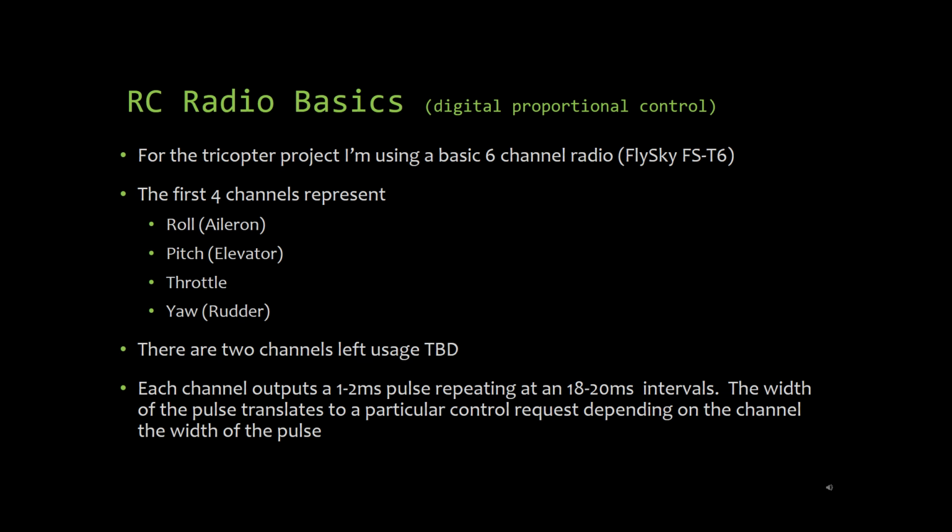For the Tricopter project, I've selected a basic 6-channel radio. I picked it up on Amazon for less than $100. It's a FlySky FS-T6. It's a basic radio, got fairly decent reviews.